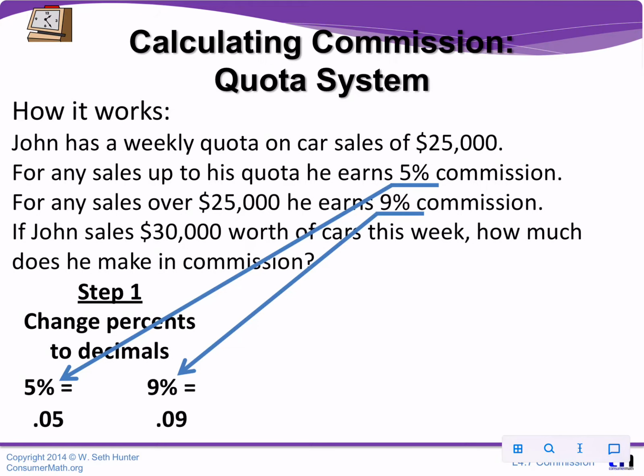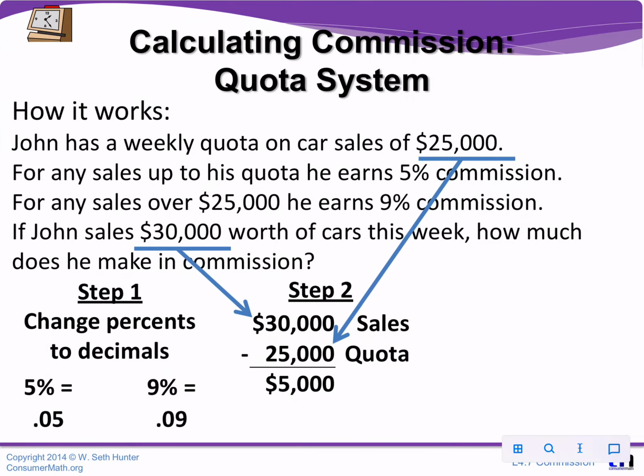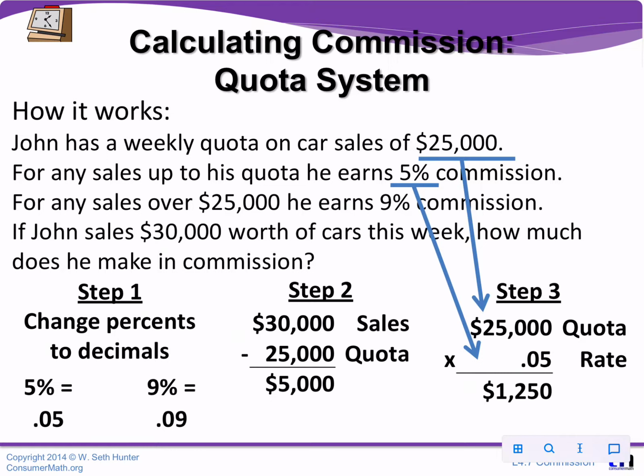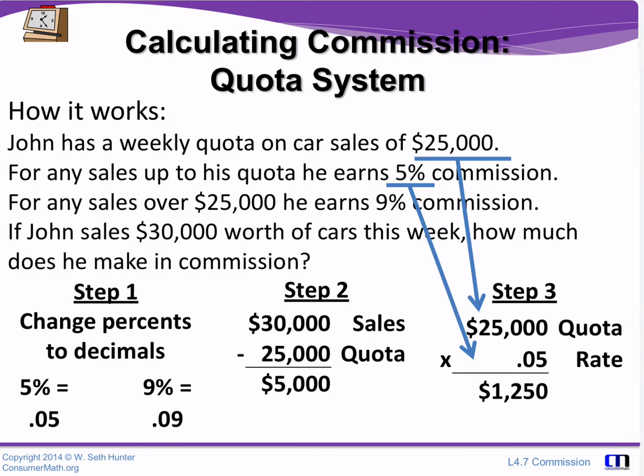So the first thing we're going to do is go ahead and change both percentages to decimals. Then I'm going to take the sales minus the quota, which is $25,000, and that leaves us with $5,000. And then we are going to multiply that $25,000 by the 5%, because that's how much he makes on commission until he gets to that $25,000.